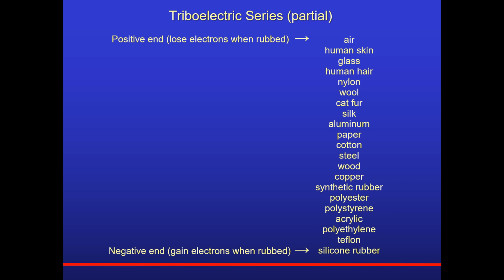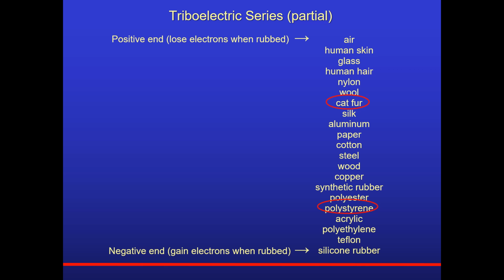Of course, if you rub the same material against itself, you don't get any net change. But for instance, if you take something higher on the list and rub it against something lower on the list, you expect one to lose electrons and one to gain electrons. Let's look at an example.